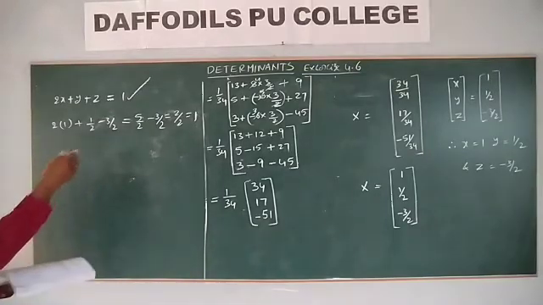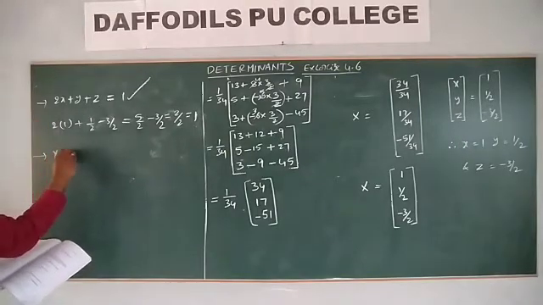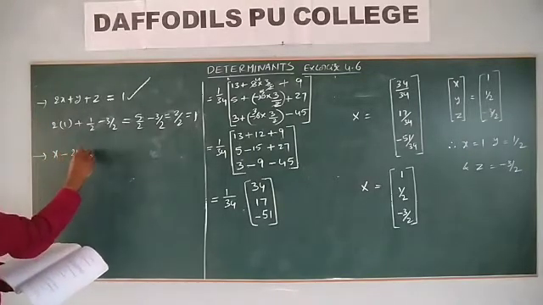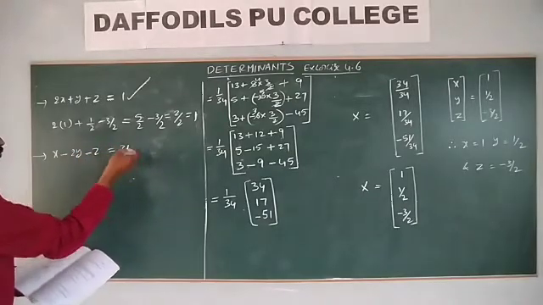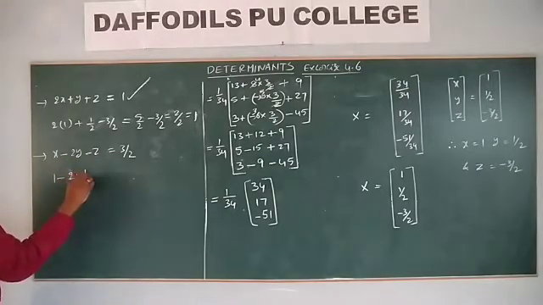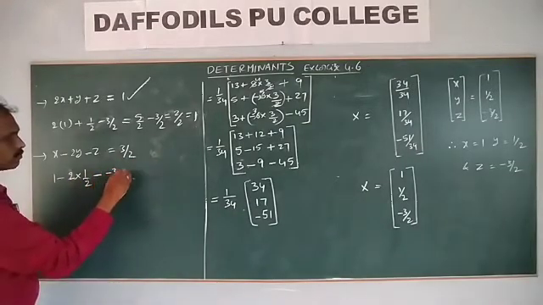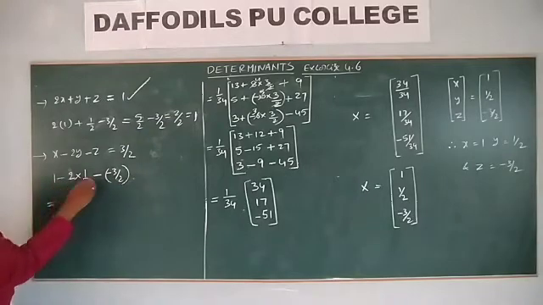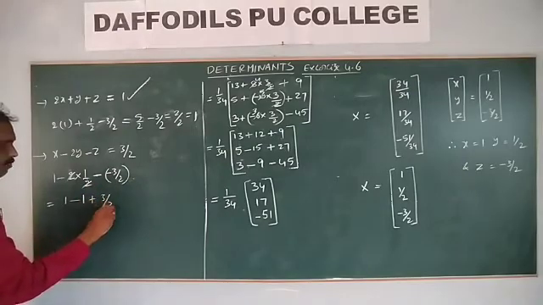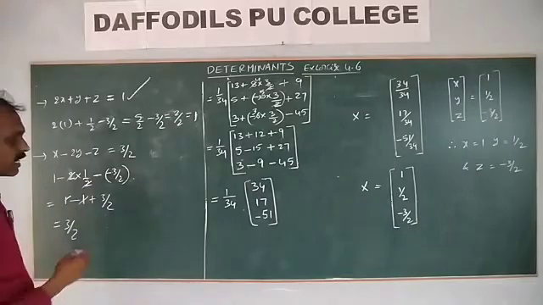Therefore, second equation, this is first, x minus 2y minus z, what is RHS value? 3 by 2. Okay, x value 1, y value 1 by 2, z value minus 3 by 2. This is equal to 2 to cancel, 1 minus 1, minus into minus plus 3 by 2, 1 cancel, 3 by 2. So RHS. Satisfied, second equation.